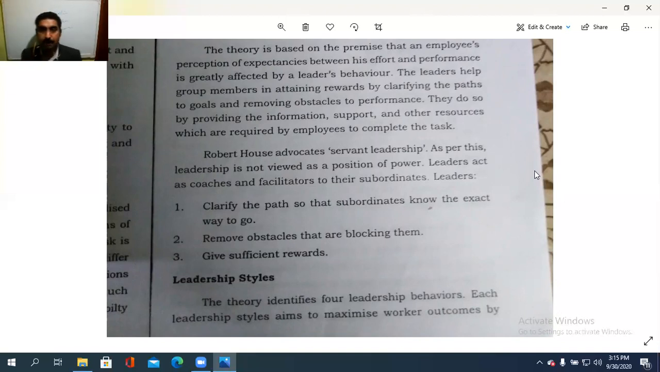So that is the path goal theory. Then Robert House advocates servant leadership. As per this, leadership is not viewed as a position of power, while the leaders act as coaches and facilitators to the subordinates, a helping hand to the subordinate.